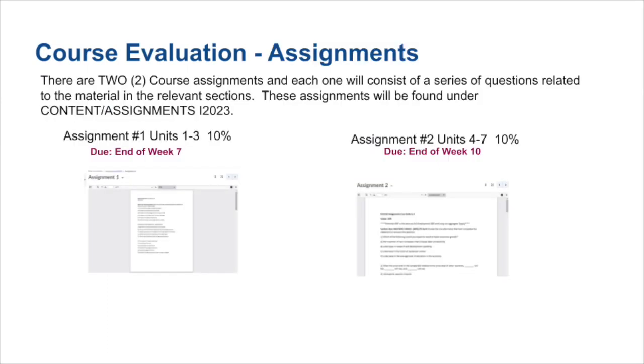In terms of the assignments, there are 2 assignments, and they'll consist of a series of questions related to the material and relevant sections. Assignment 1 will cover units 1 to 3. It will be worth 10%, and it's going to be due February 19th. I will be posting Assignment 1 within the first 2 weeks of the course. Assignment 2 will cover units 4 through 7. It's worth 10% as well. It will be due on March 23rd. I will have that posted immediately when the Assignment 1 is delivered. I will post Assignment 2.